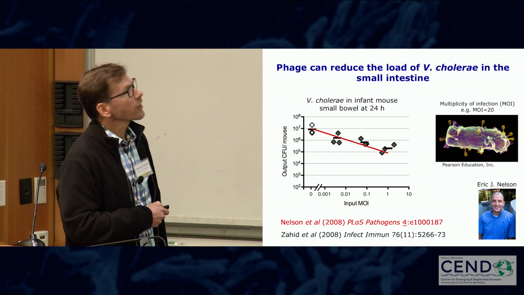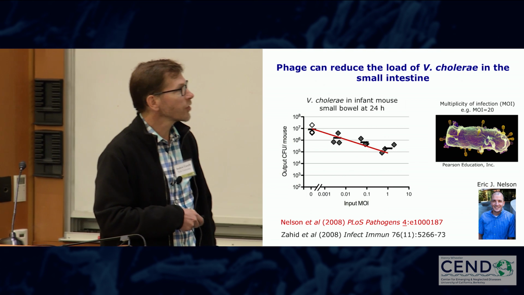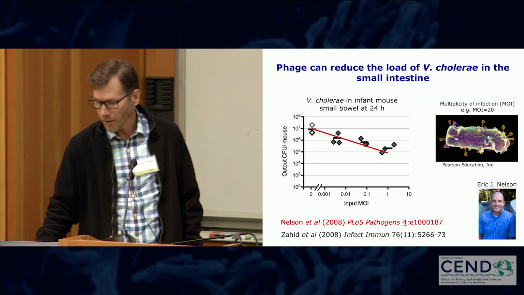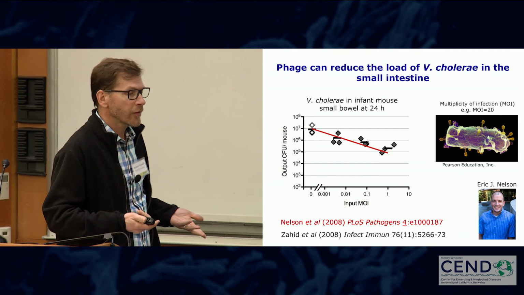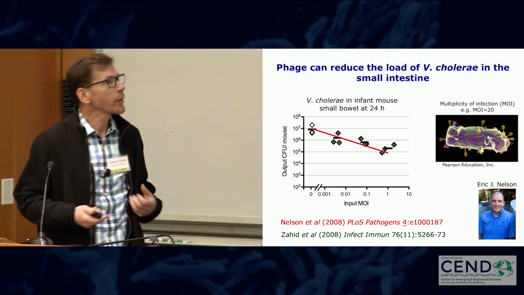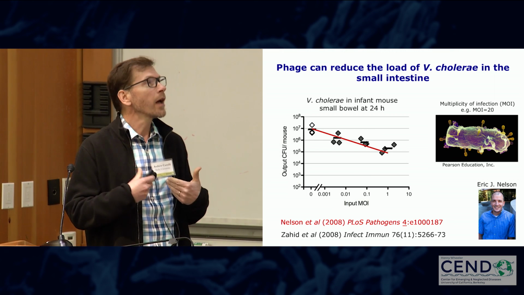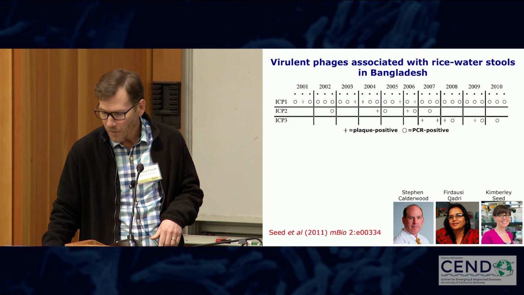Unbeknownst to us, Shah Faruque's lab was doing similar work, and we published in the same year, which was nice. So this showed evidence of what Felix d'Herelle had hypothesized a century before, that Vibrio-specific phages that we find in stool samples are virulent, at least in the context of the infant mouse small intestine.